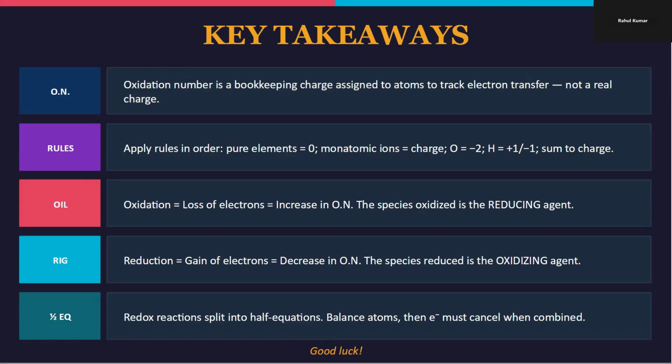And the OIL method: oxidation is loss of electrons, so an increase in oxidation state. The species oxidized is called the reducing agent. Similarly, RIG: reduction is gain of electrons, a decrease in oxidation number. The species reduced is the oxidizing agent. And write the equation: a redox reaction splits into two half equations, oxidation and reduction. Balance atoms first, then balance the charge, and then multiply so that you can cancel the electrons when you add the two equations.